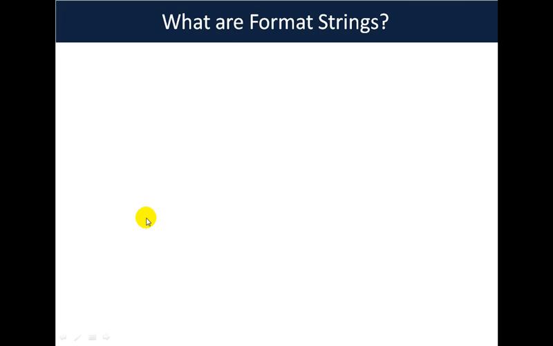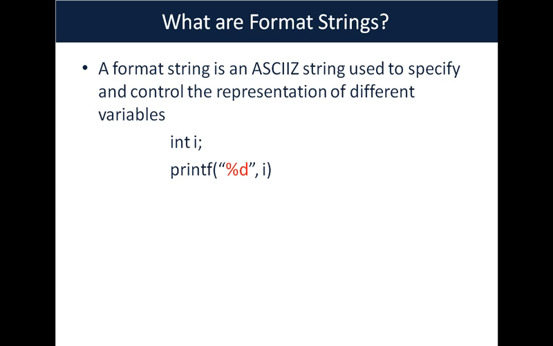The first logical question, of course, is what are format strings? Now, very simply put, a format string is an ASCII string used to specify and control the representation of various variables. As an example, in the printf function, we specify the format string %d to tell printf that you should go ahead and convert i, the integer, in the form of a string.